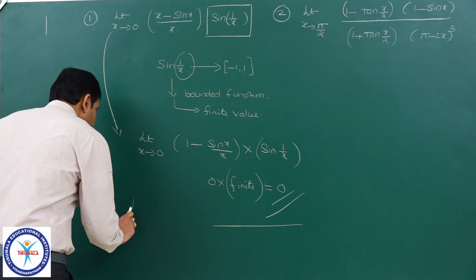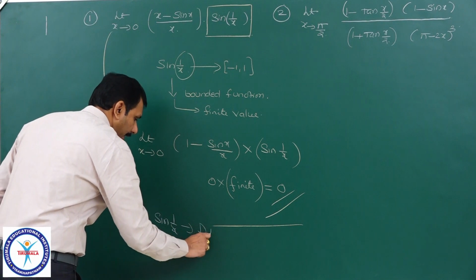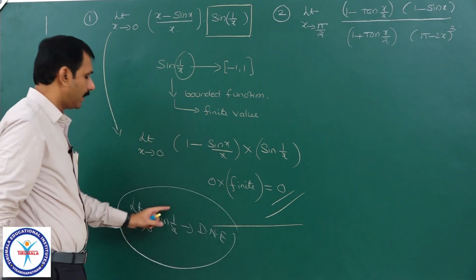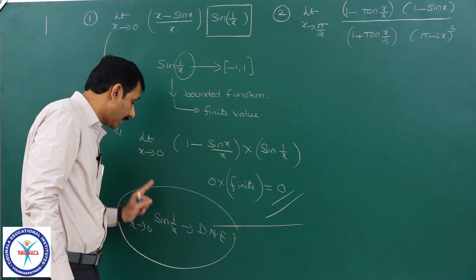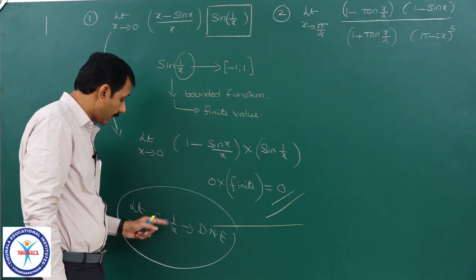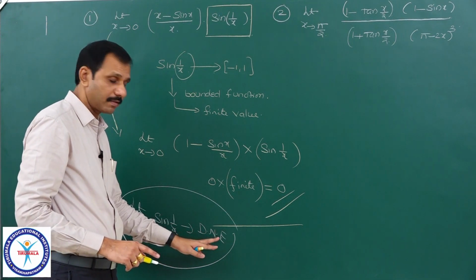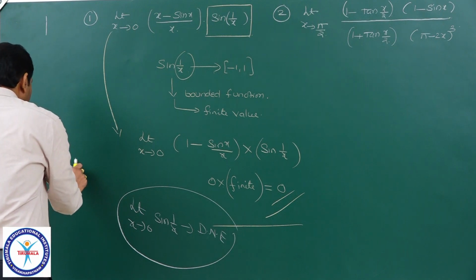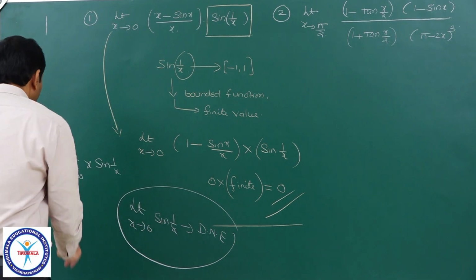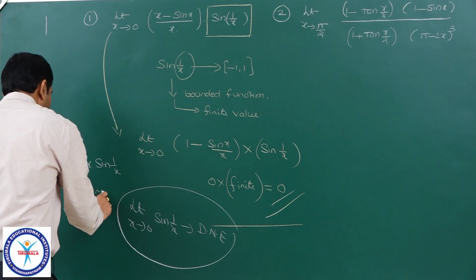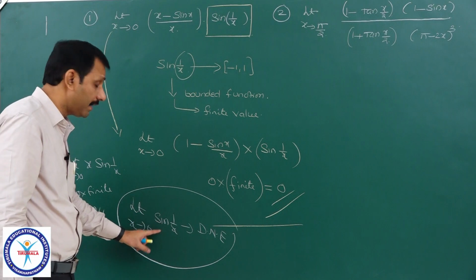Suppose they ask only limit as x tends to 0 of sine of 1 by x, we can say it does not exist. Why? Because this is not a fixed value, it is an oscillatory function. It oscillates between minus 1 and 1. Therefore, if you write x tends to 0, sine 1 by x, it does not exist. But if you take x tends to 0, x into sine 1 by x, now I can write 0 into a finite value, which means 0. This limit exists, whereas the other limit does not exist.